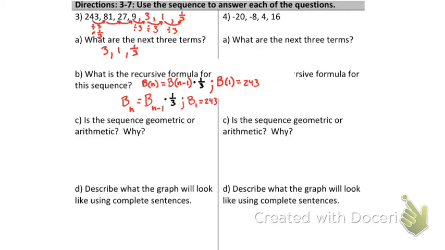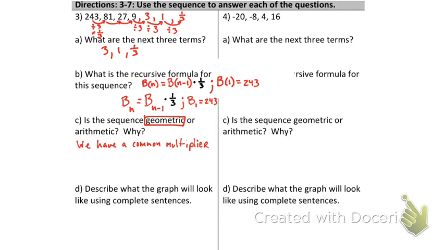All right. Part C: is this sequence geometric or arithmetic? I already know it's geometric because we are dividing to get to the next term, or multiplying something to get to the next term. And that makes it geometric. The reason is we have a common multiplier. That's basically all the explaining you need. If it was arithmetic, you would have a common difference, something adding or subtracting to get to the next term.